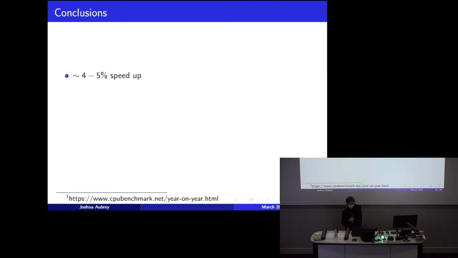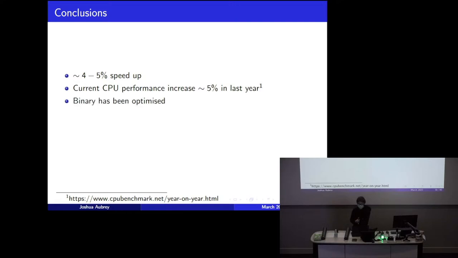So the best case, we had a 4 to 5% speed up. That's not inherently the best. I was expecting at least 20%, so that made me a bit confused. And I looked into the actual performance of binary CPUs right now, and they are improving about 5% each year. So they're about the same. So why would we switch over?